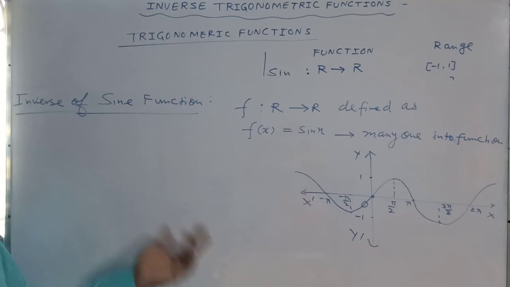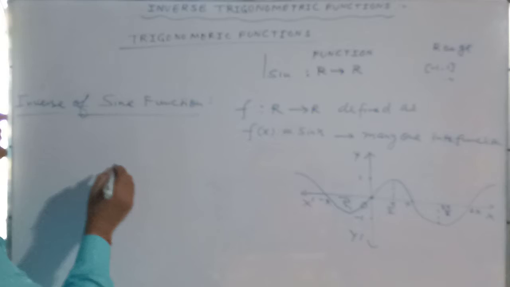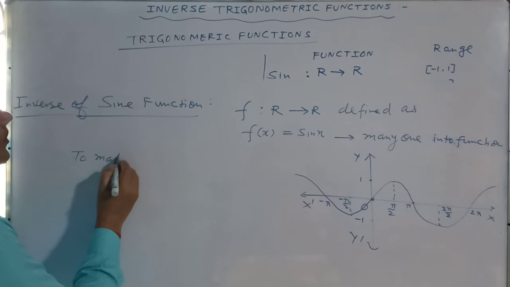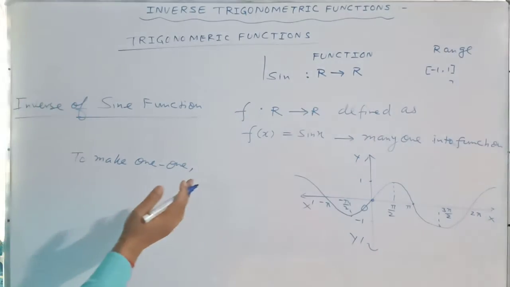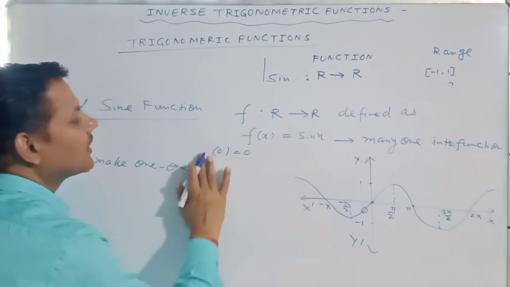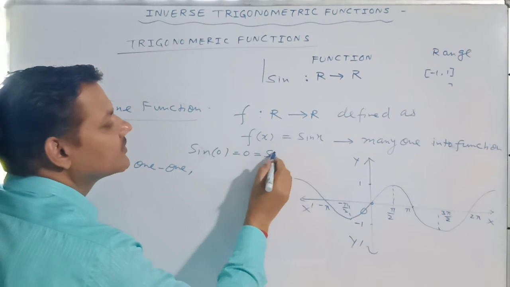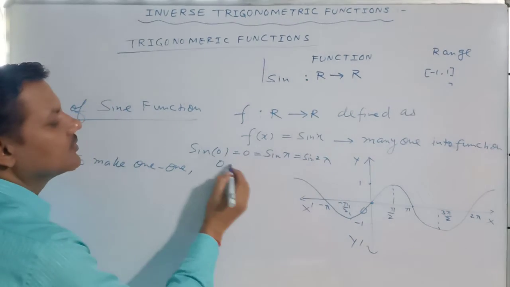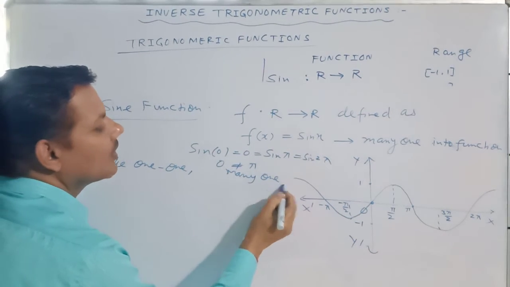So how do we make it 1 1? How do we make it onto? To make it 1 1, first we write, since here we have f(0) equal to 0, or in place of f we may write sine 0 equal to 0. It is also equal to sine pi. It is also equal to sine 2 pi, but 0 is not equal to pi. Therefore, it is a many one function.